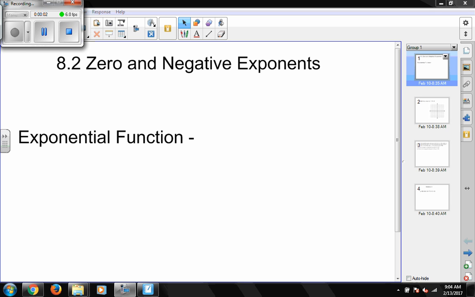All right, today we want to start talking about zero and negative exponents in the terms of an exponential function. Yesterday we talked about how to evaluate zero and negative exponents. Now what we're going to do is look at exponential functions and eventually get to graphing these. First thing we want to understand is what is an exponential function? Well, first of all, it's a function.